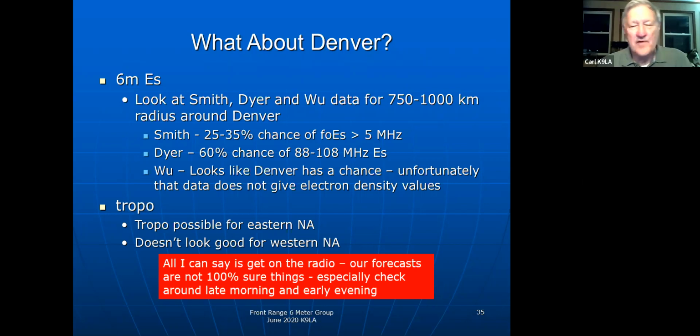And the other thing is tropo. I looked at the forecast from the Hepburn Index, and it looks like tropo is going to be possible for Eastern North America. It doesn't look too good for Western, though. Oh well. All I can say is get on the radio. Our forecasts are not 100% sure things, that's for sure. And especially check around late morning and early evening.